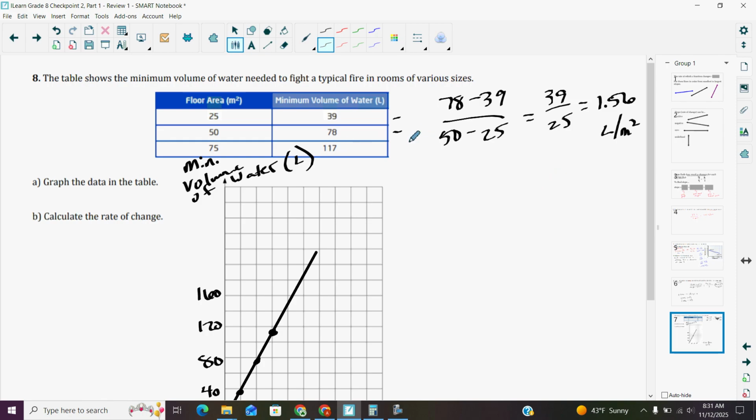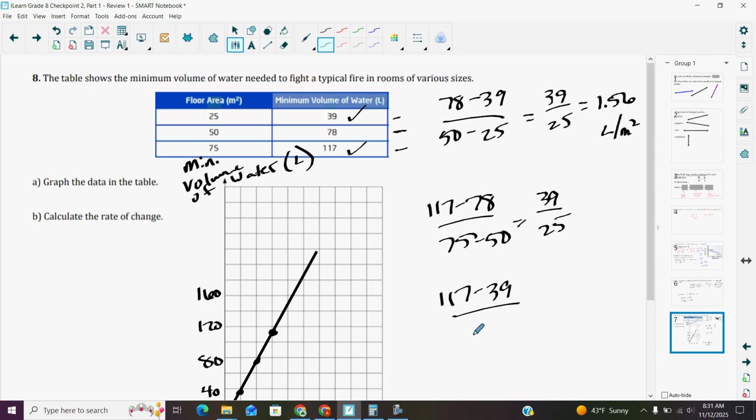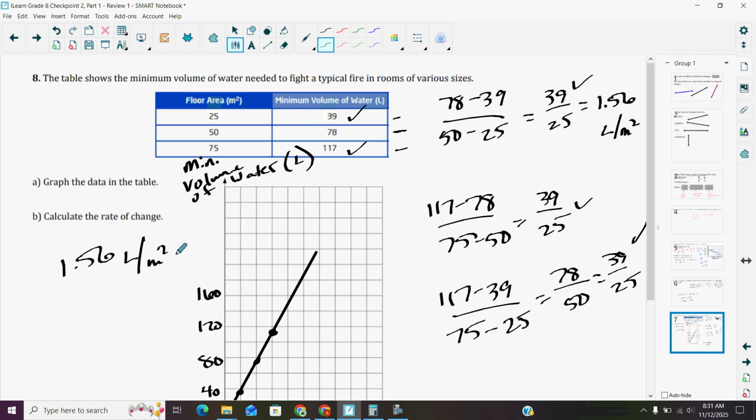Had we chosen 2 different points, had we chosen this point and this point, 117 minus 78 divided by 75 minus 50, also 39 over 25. Maybe you choose the first point and the last point, 117 minus 39 over 75 minus 25. This is 78 over 50, which I can then divide them both by 2, also 39 over 25. So any of the points you choose, we get the same slope. There is our rate of change, 1.56 liters of water for each square meter of floor area.